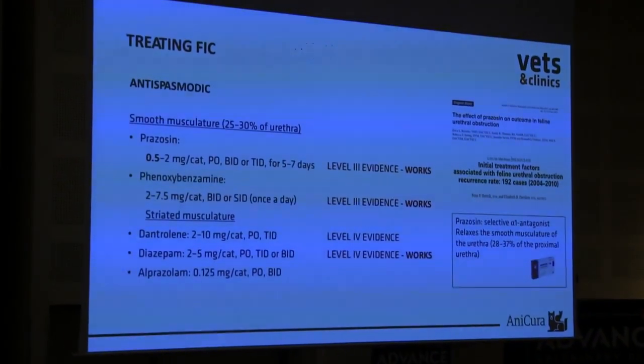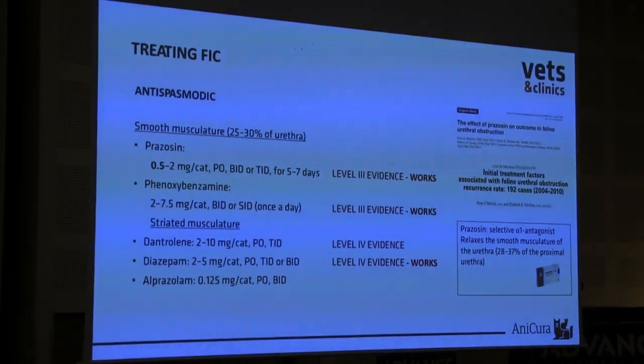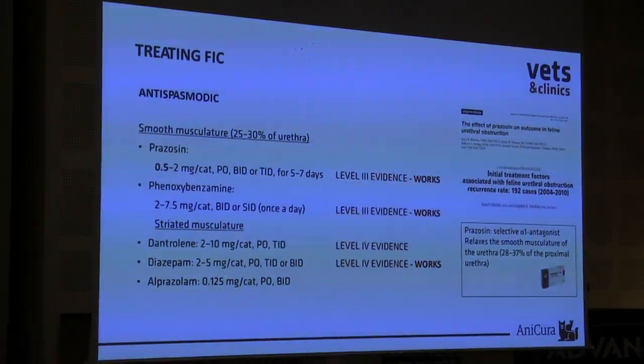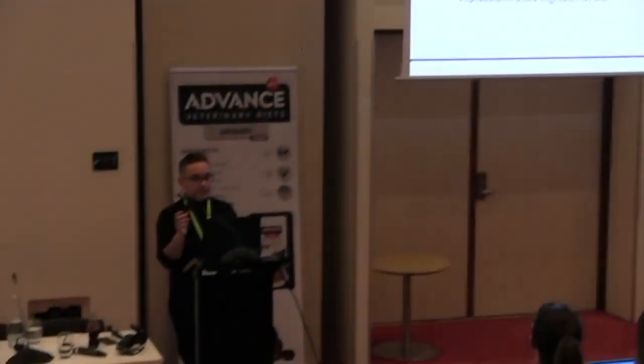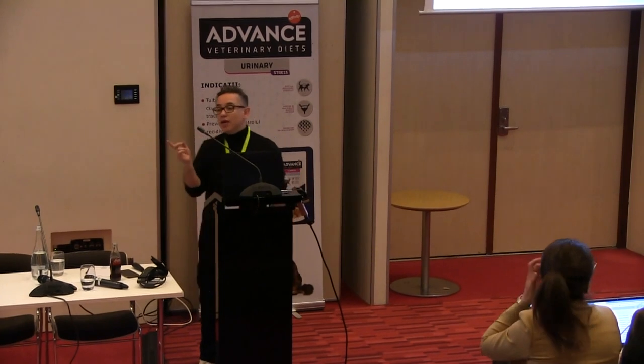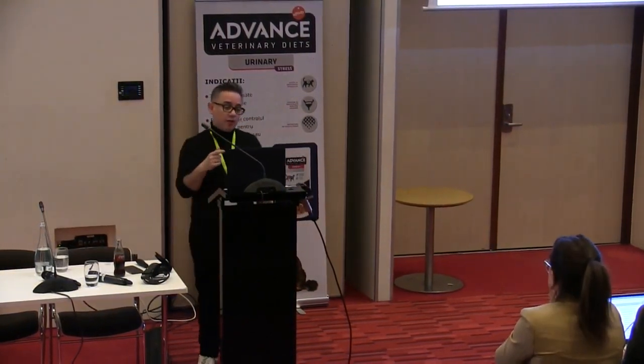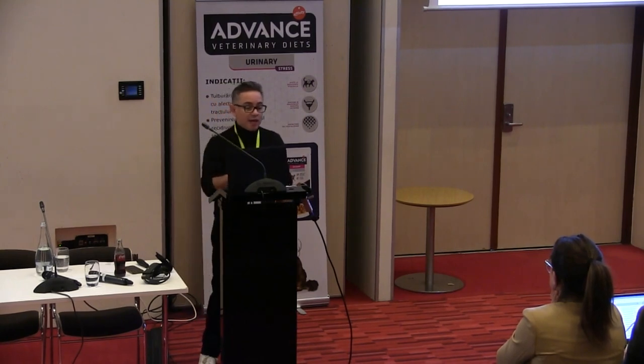Okay? And what happens with the striated musculature? Sometimes you can use diazepam. Diazepam you can use mainly in recurrent cases or chronic cases. Okay, but the oral form of diazepam has been proven to produce liver necrosis, so you have to warn the owner about that. Okay. And another striated musculature antispasmodic is alprazolam. I have no experience with it, but you can use it, okay?